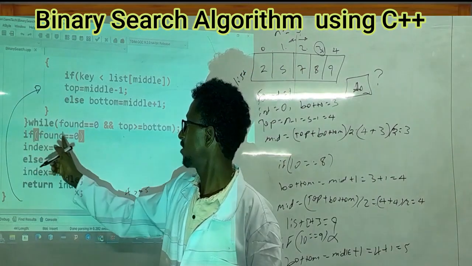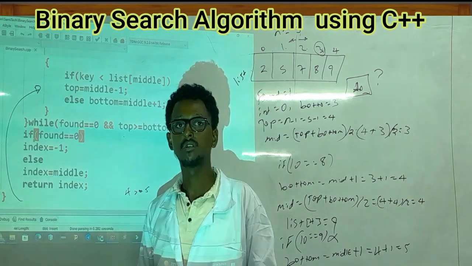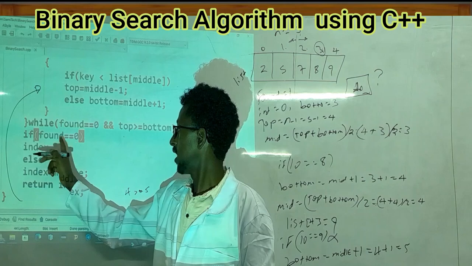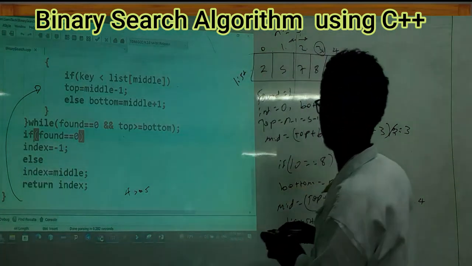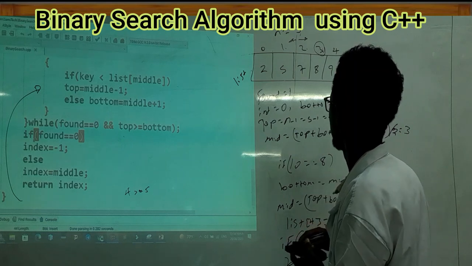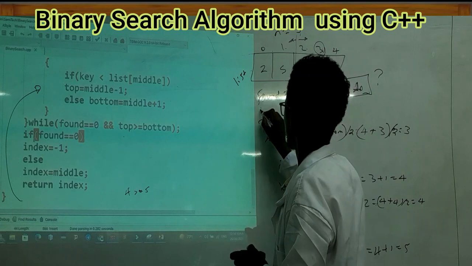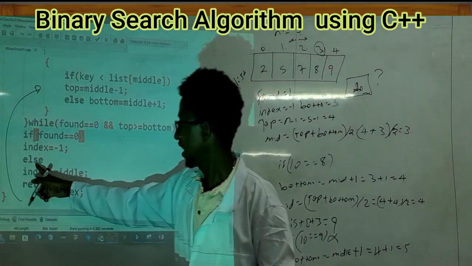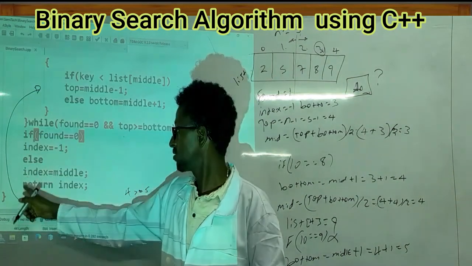Therefore, if found equal to 0, yes, we didn't get the index of the required key. Therefore, index is equal to -1. At the first time, index is 0. We changed it into -1. Index is equal to -1. Else is not executed because the if is true, the else is jumped. And what we have to do?